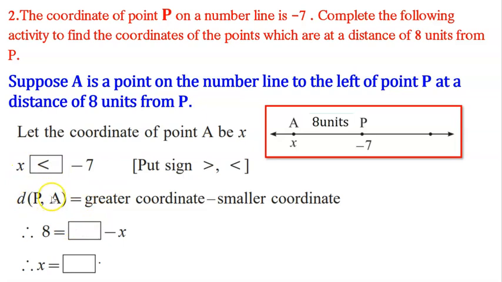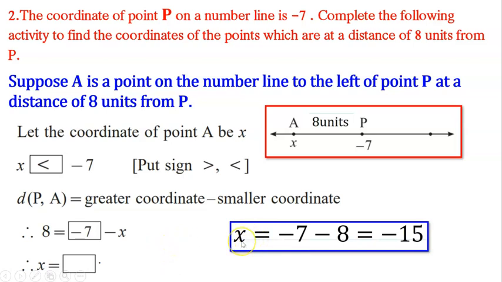Next, distance PA is equal to greater coordinate minus smaller coordinate. Which is the greater coordinate? -7. The smaller coordinate is x. Therefore, here we will write 8 equals -7 minus x, and then find out the value of x. See this here. x is equal to -7 minus 8, and that is equal to -15. And hence, the required coordinate of A is -15.